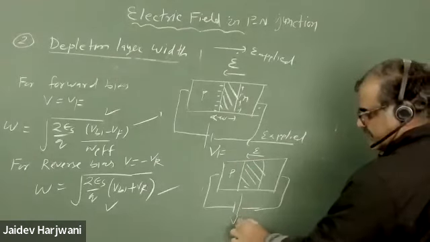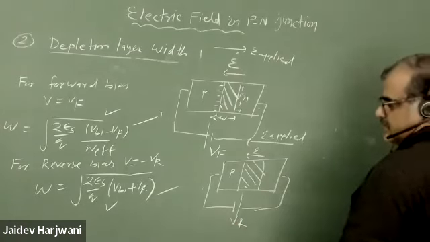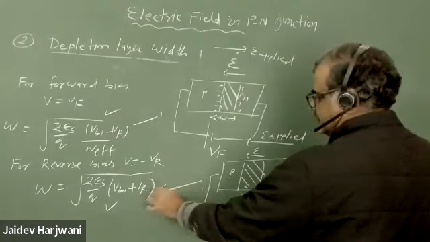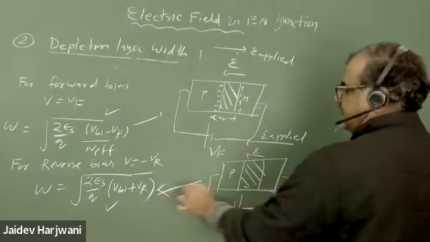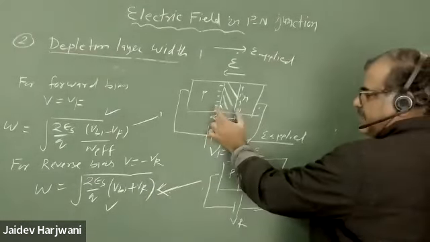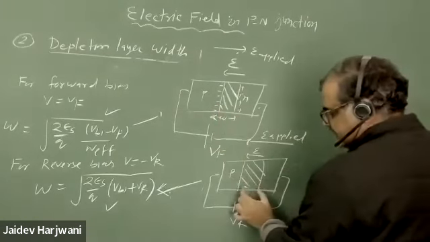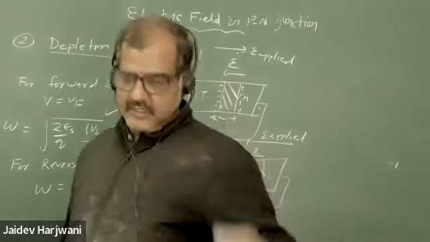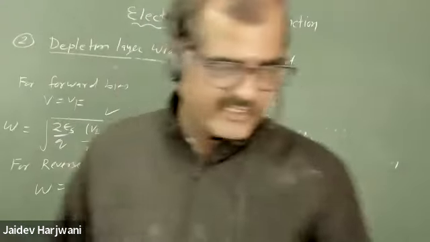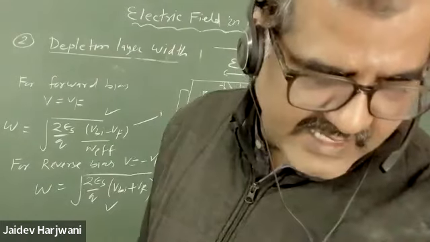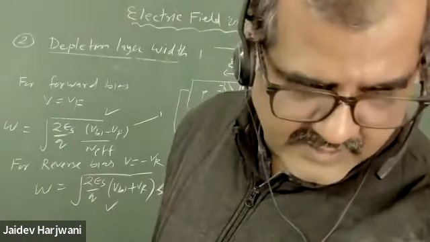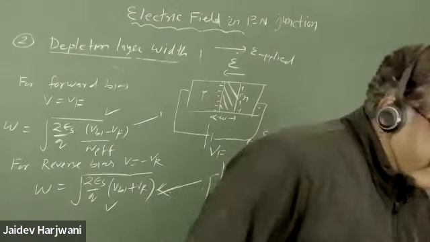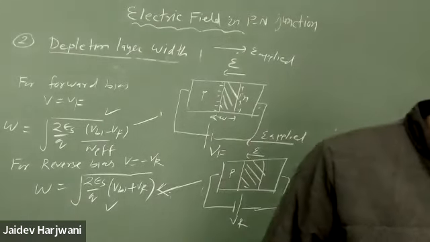So this is your VR, okay. So I'm writing VR. So this is the case. When you apply forward bias, this width will decrease. When you apply reverse bias, this width will increase, and they have an effect on current, okay. When we calculate the current of a PN junction, reverse bias and forward bias have an effect on the value of current. We'll see that one now.